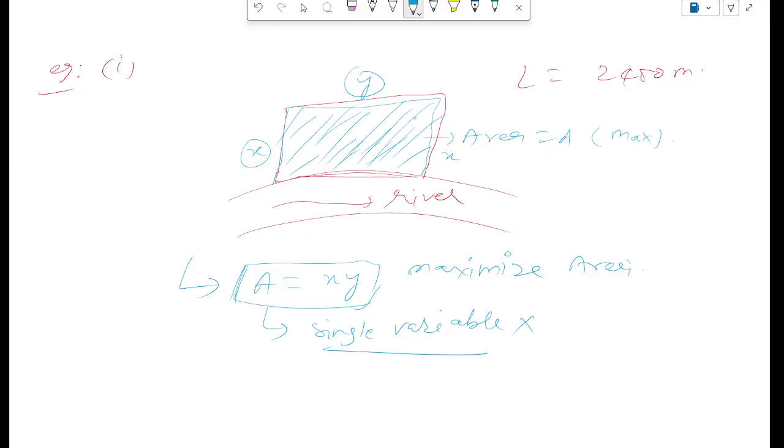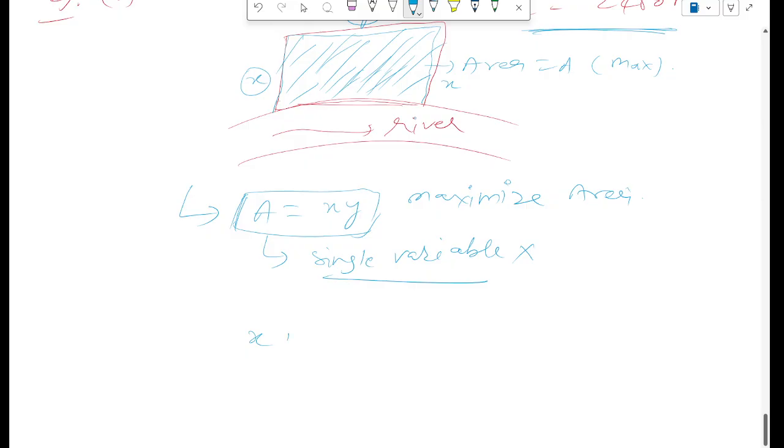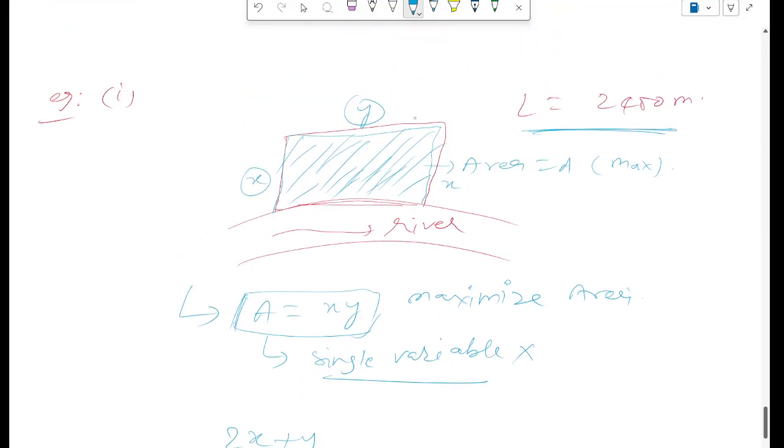Any guess how we can convert this to a single variable? We have to use this extra information that the total length of the material is only 2400. So we can write 2 times x plus y: this side x, the width, will come twice, 2 times x, and the length will come once.